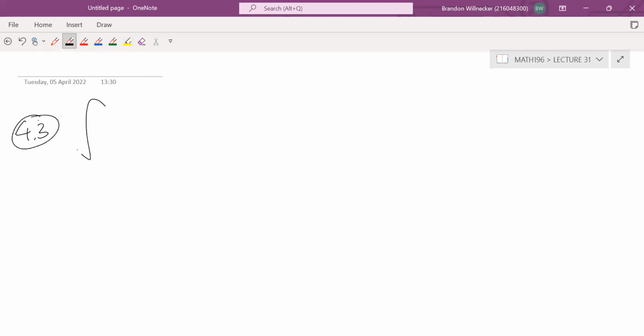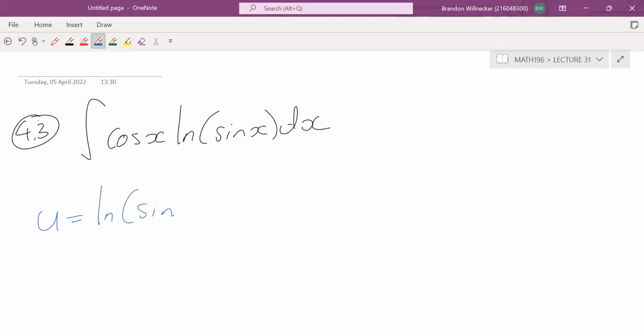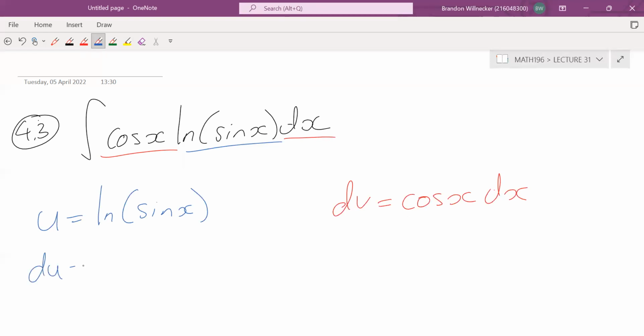4.3, we have the integral of cos x times the natural log of sine x dx. Like I said before, it's always easier to differentiate the natural log. So u is equal to the natural log of sine x. It's in blue, and then everything else is going to be dv. So dv is going to be cos x dx. We now need to differentiate this, so we use the chain rule.